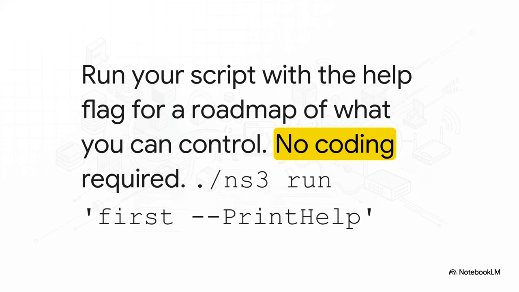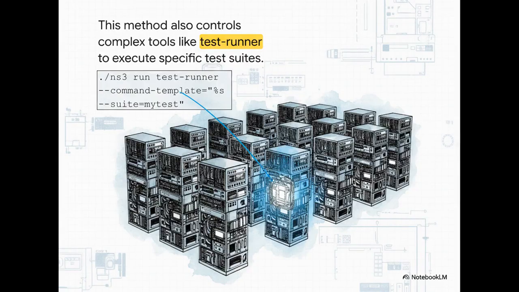Check out this command. We're using that simple quoted syntax we just talked about. You run first with --PrintHelp, and boom, the simulation doesn't run. What you get instead is a perfect roadmap of every single attribute you can control right from the command line. No more digging through C++ files. And this isn't just for changing simple things like data rates. This gives you really fine-grained control over some of the more complex tools, like the test runner. You can see here, using the command template, we can tell it to run a single, specific test suite. Now that is some precision that's absolutely essential for serious debugging.